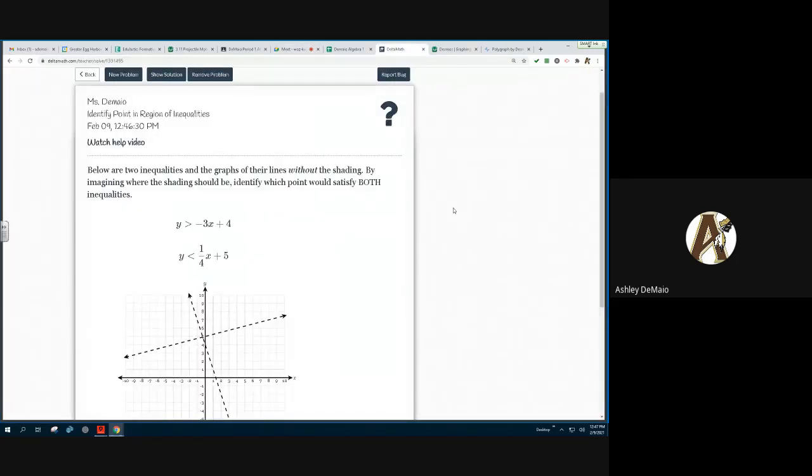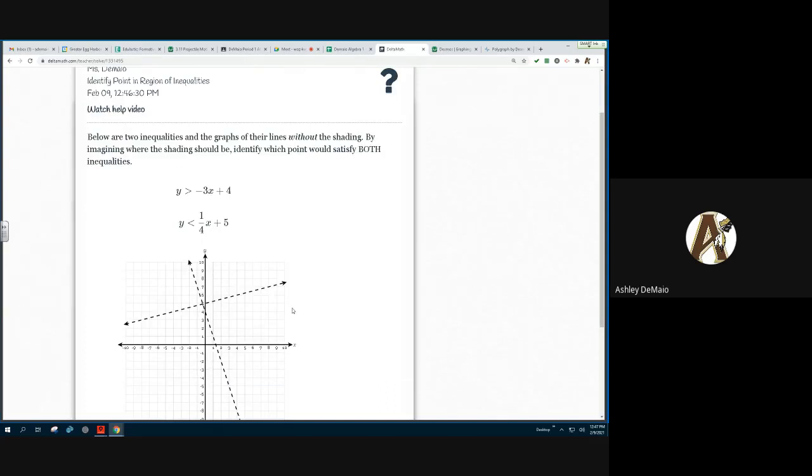Okay, so this is the second section of our Delta Math, and the name is Identifying Points in Regions of Inequalities. So you're going to be given two inequalities, and you're going to be given the graph of their lines without the shading. Delta Math is already going to give you if it's shaded or if it's dotted or solid, so that's nice, but you're going to have to think about where it's going to be shaded based on that inequality sign. So I'm going to use my smartboard to show you this first problem so that we can identify which point would satisfy both inequalities and find a solution to them.